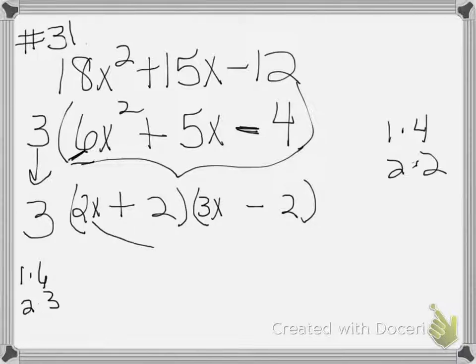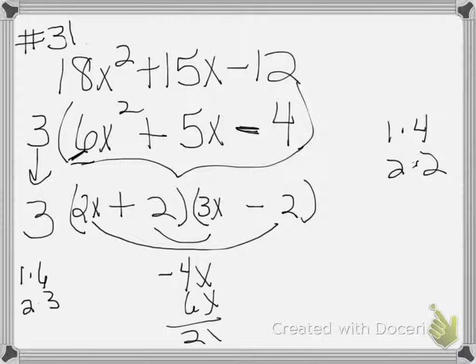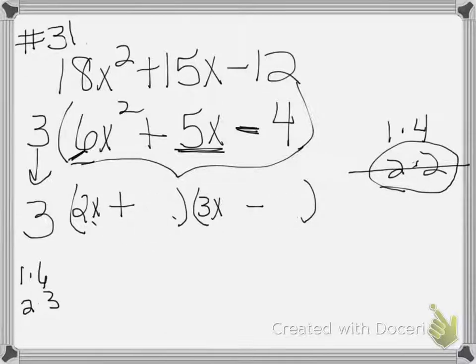So now let's check it. My outside term is a negative 4x, and my inside is 6x, which is 2x. That is not my middle term. I want my middle term to be 5. So that doesn't work. Now normally, I would just switch these two factors around, but because they're the exact same numbers, that's kind of pointless. So I am going to scratch out the 2 and the 2, and I'm going to try the 1 and the 4. I'm going to put the 1 here and the 4 here.